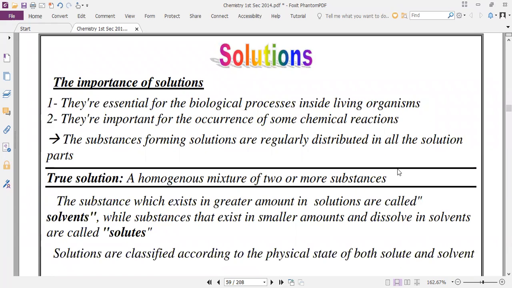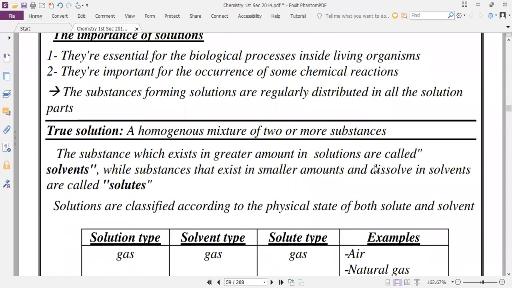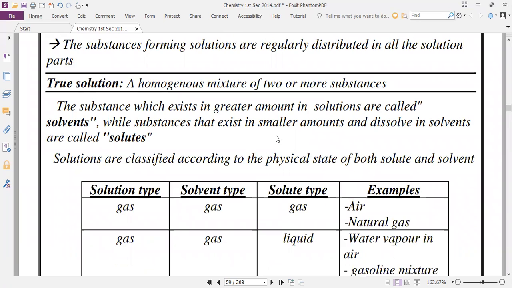Solution: a homogeneous mixture of two or more substances. After that, the substance which exists in greater amount. What are the two substances which form a solution? One of them is called solvent and the other one is called solute. So what is the difference between solvent and solute?